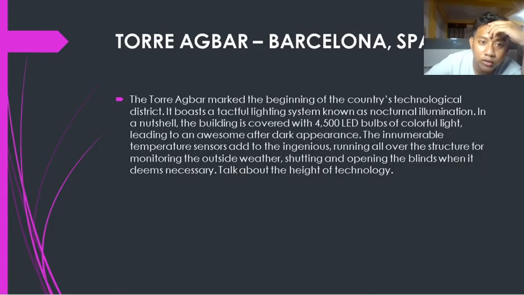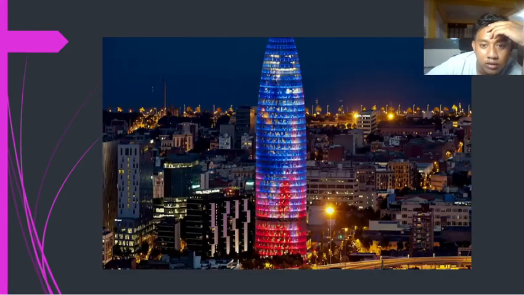So, the Torre Agbar. Torre Agbar marked the beginning of the city's technological district. It boasts a tactile lighting system known as nocturnal illumination. In a nutshell, the building is covered with 4,500 LED bulbs of colorful light, leading to an ocean-after-dark appearance. The innumerable temperature sensors running all over the structure monitor the outside weather, shutting and opening blinds when it deems necessary. So, yan. Maliwanag siya.